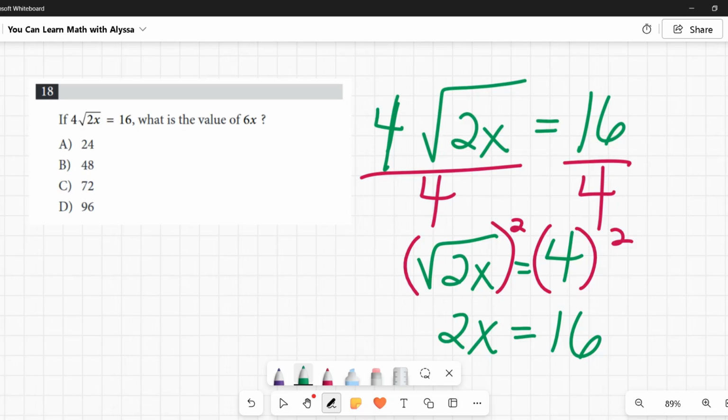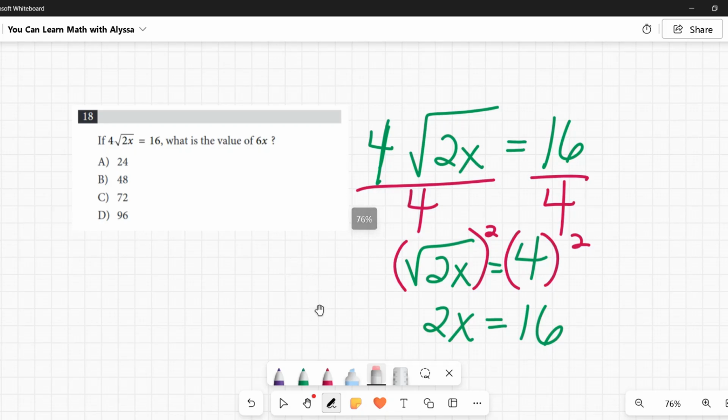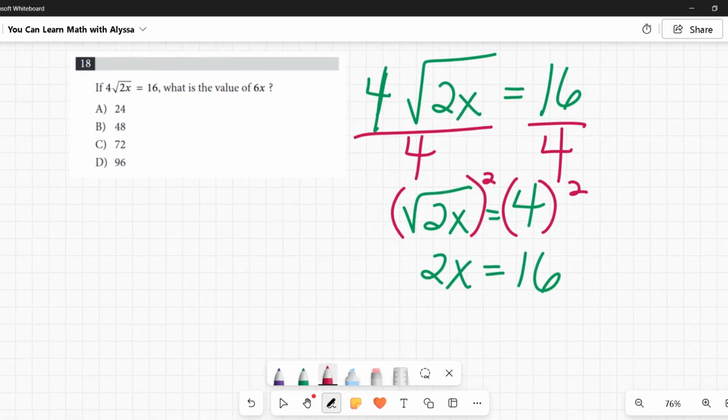So at this point, you have 2 options. We're looking for the value of 6x. You can either solve for x and then multiply it by 6, or you could say, well, 2x multiplied by 3 would give me 6x, so let me multiply this whole thing by 3 and I'll get my answer. Either way is perfectly fine and accurate and will get you the right answer. But I'm just going to solve for x here.